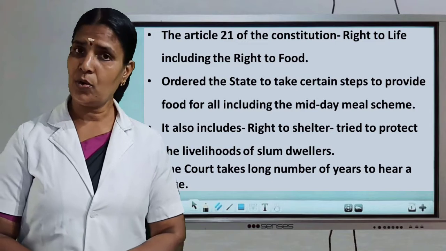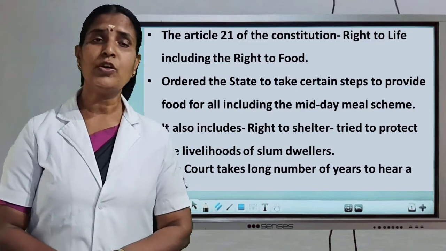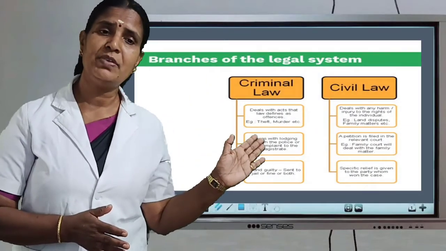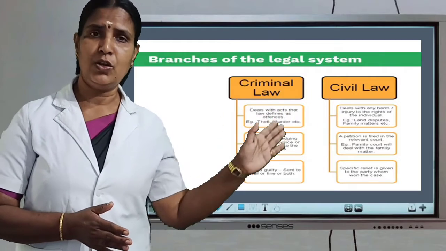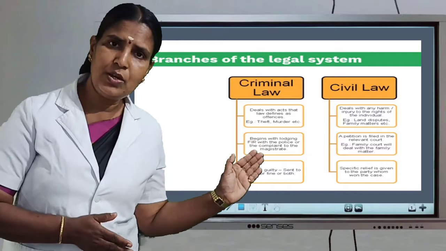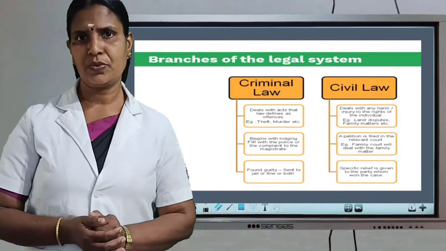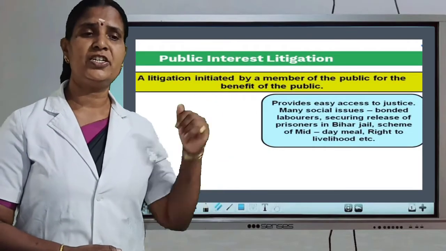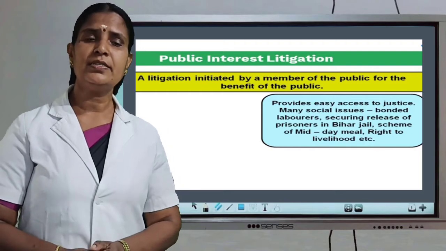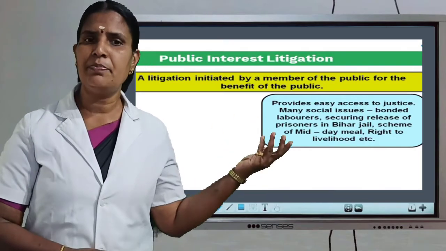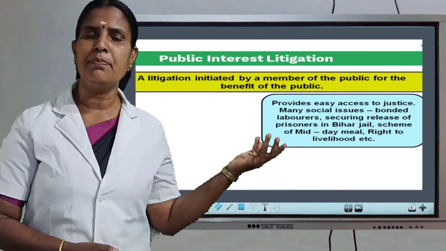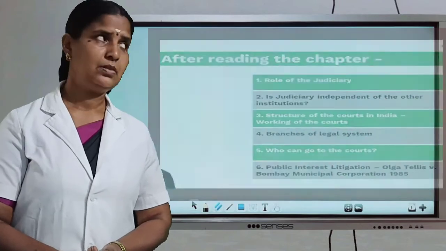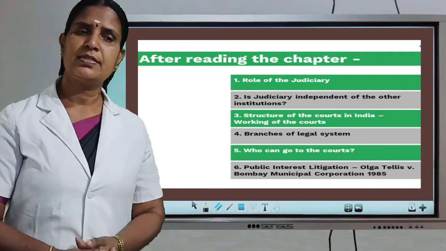Then dear children, I hope all of you understood. Okay, then what did we learn today? We discussed the branches of the legal system. Please see this. What are the two branches? Criminal law and civil law. And what comes under criminal law and what comes under civil law. Clear? Then we discussed public interest litigation. What is that? That is a litigation initiated by a member of the public for the benefit of the public. Listen. Clear?